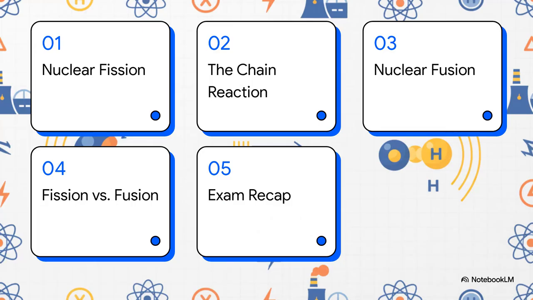So here's how we're going to break it all down for you. We've got 5 simple sections to make sure you get everything you need. We'll start with fission, then get into how chain reactions work. After that, we'll jump over to fusion, compare the two of them side by side, and then we'll wrap it all up with a super quick recap of everything you need to remember. Sound good? Let's get into it.